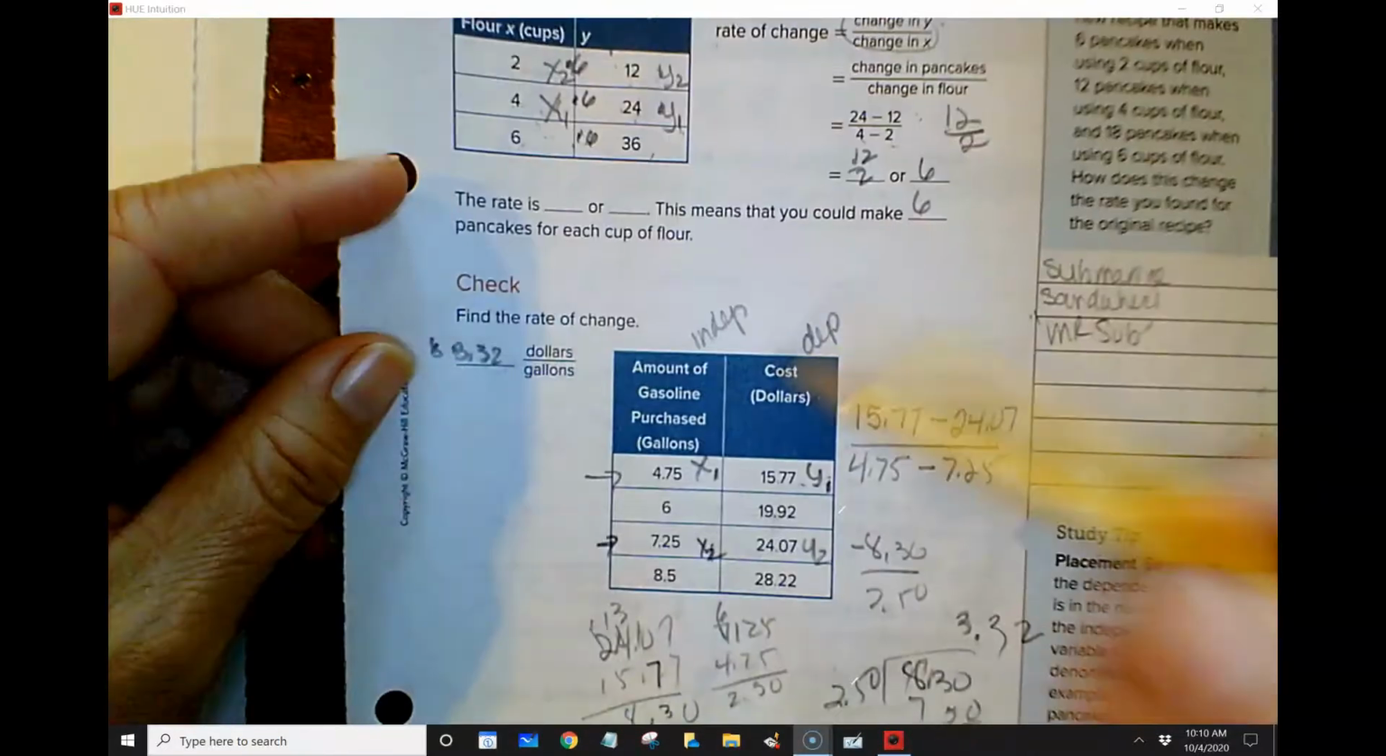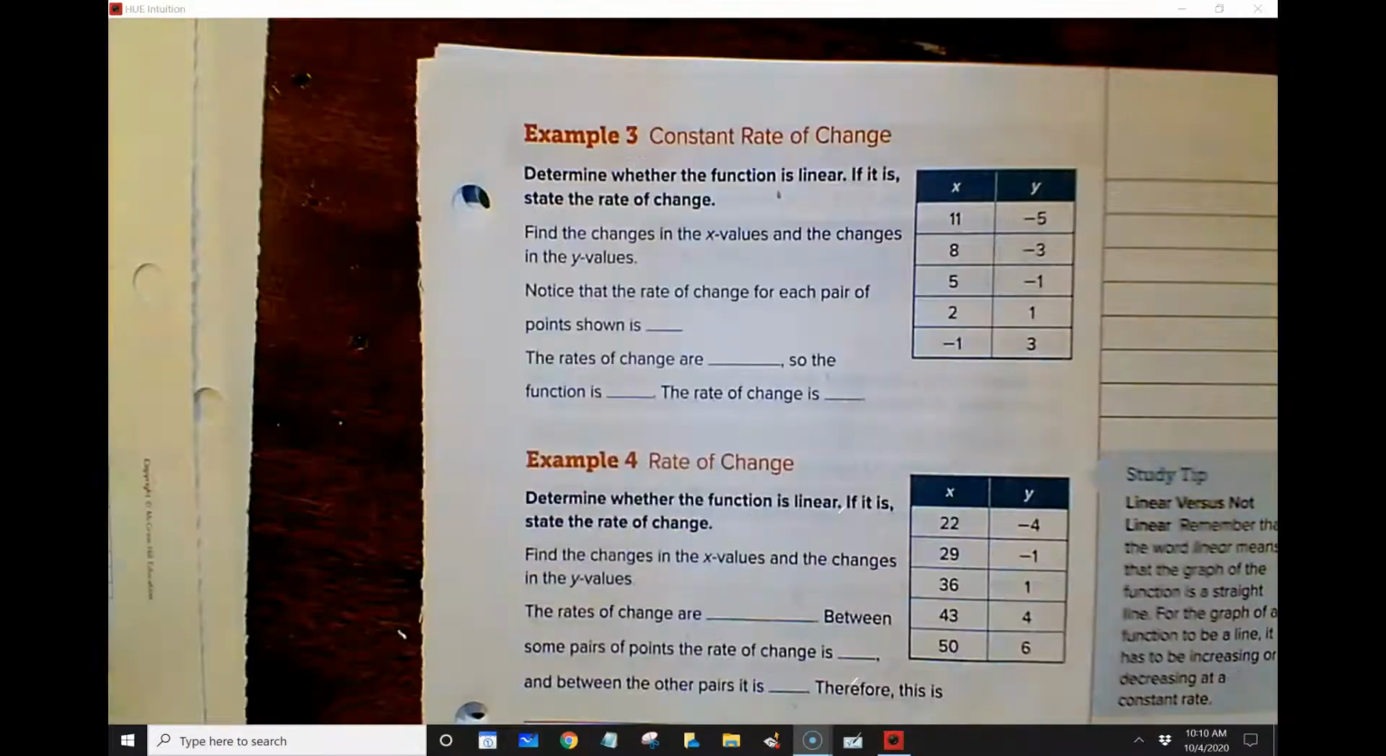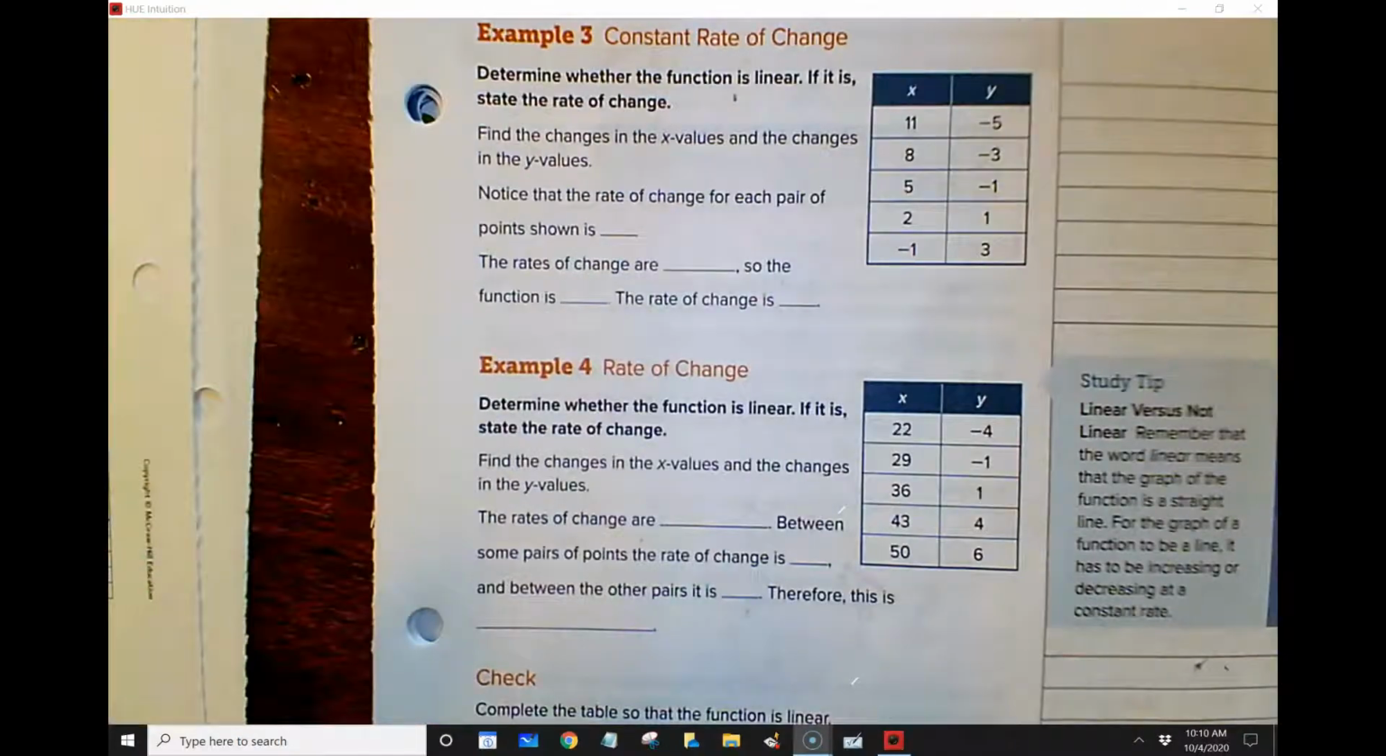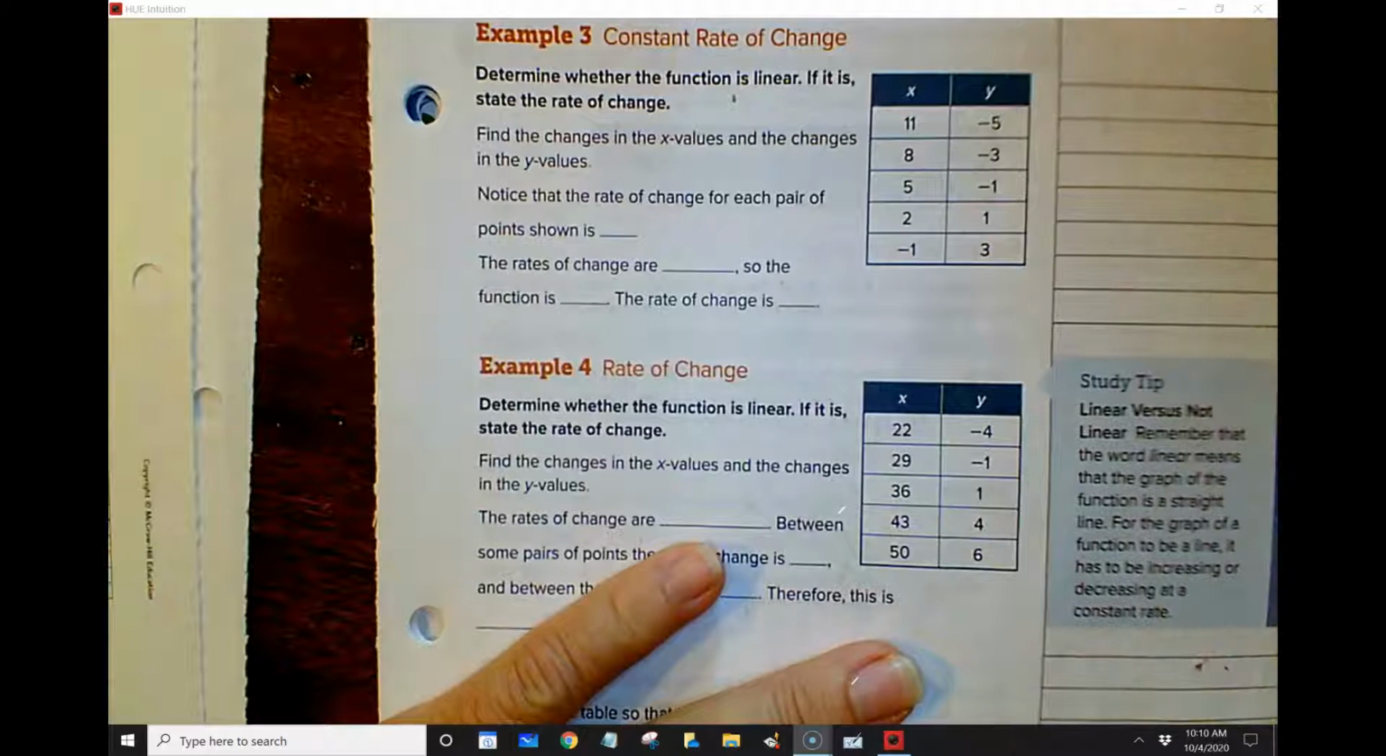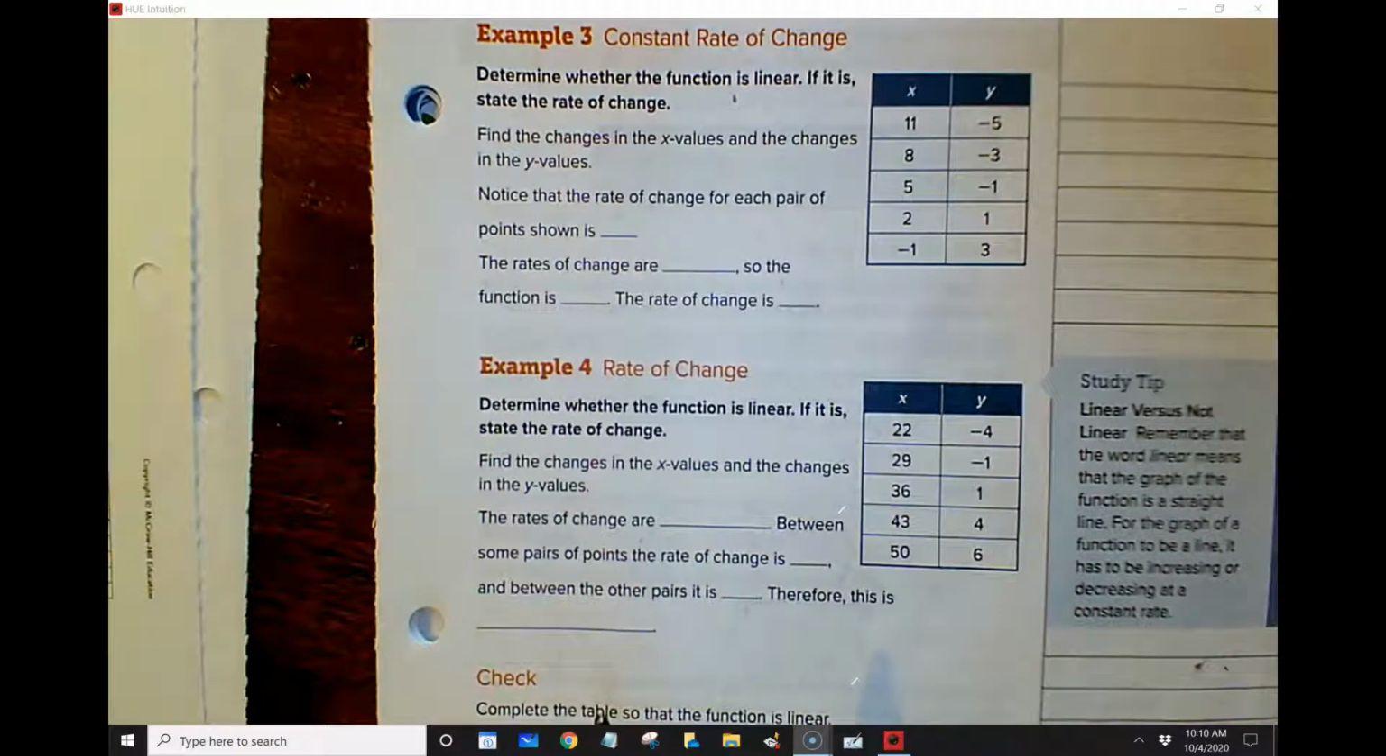If it's different or varied, like this one for sure is, or this one for sure is, the entire graph, then it's not a linear function. It's still a function, it's just not a linear function, okay? So let's go ahead and find the rate of change with these values.